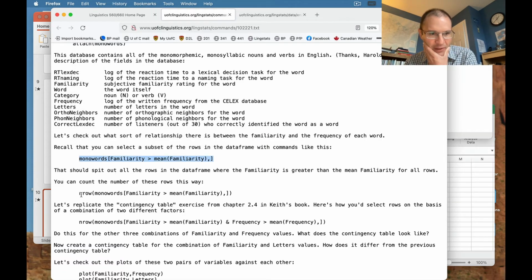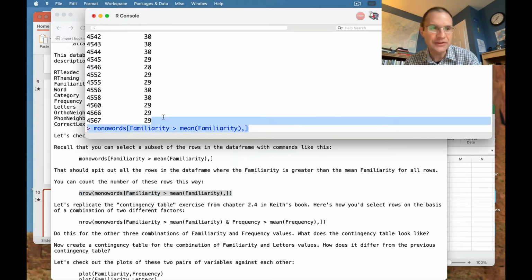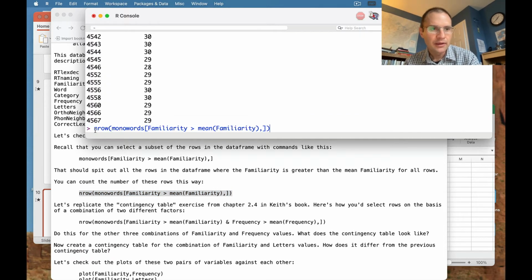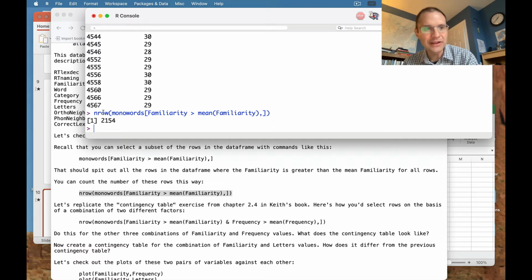But you can count the number of rows if you don't want to have to look at them all this way, just with this nrow command. So like I said, I think it's 4,568 total words in this database. About 2,154, not quite half, are going to be more familiar than average, which means the opposite is true for the words that are less than average familiarity.